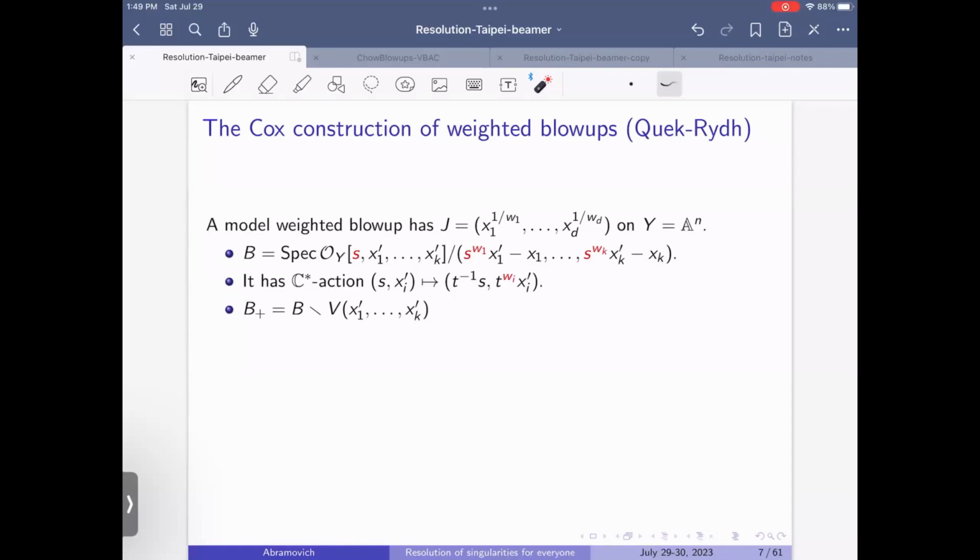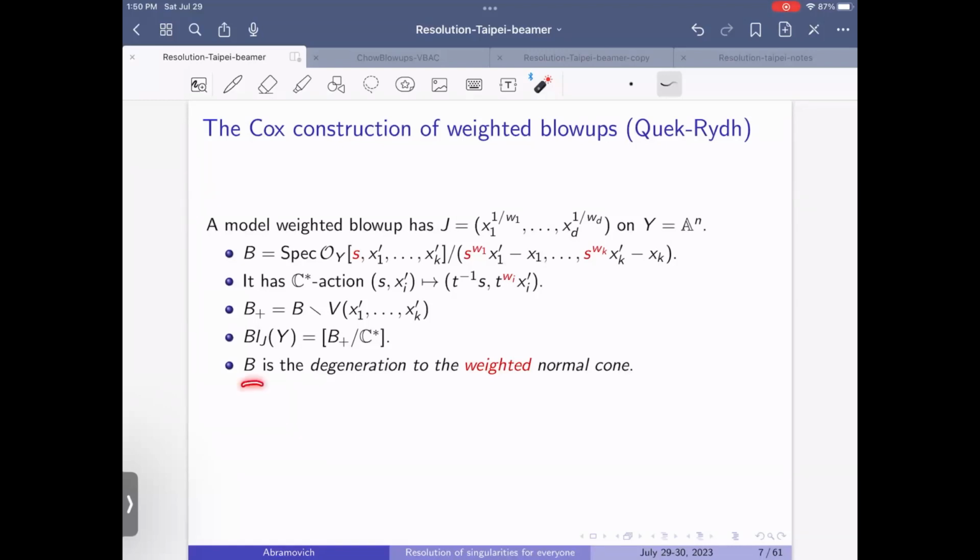I create B plus with the same rule. I just remove the locus where all the transformed variables vanish simultaneously. I take the quotient. So now the big difference is that the C star action is not free. So in order to work things out so that the result is something smooth rather than with quotient singularities, I insist on working with this associated quotient stack. And this is what I call the weighted blowup along this weighted center J of Y.